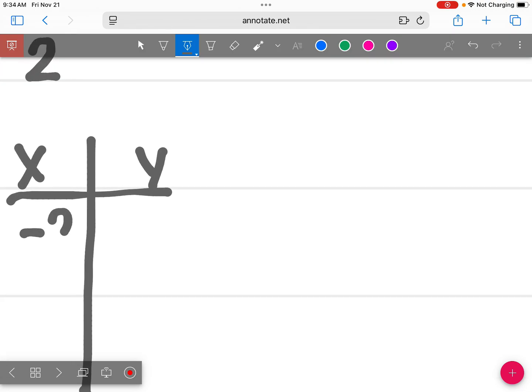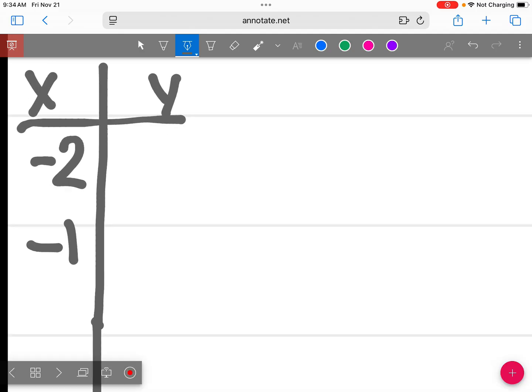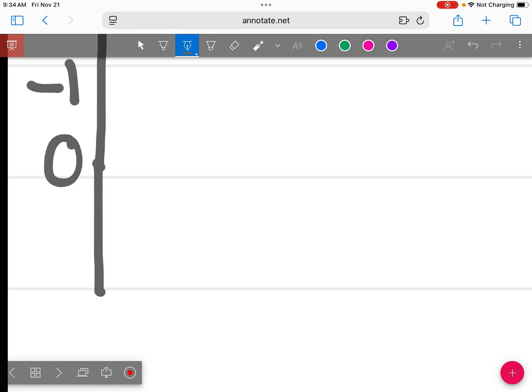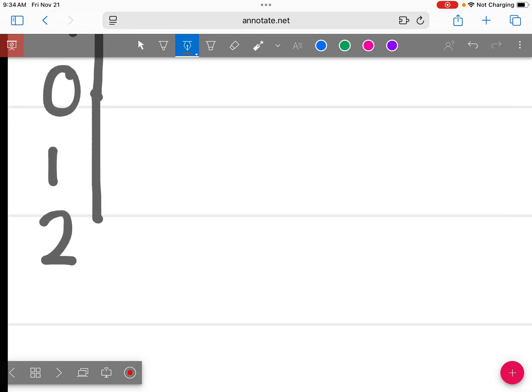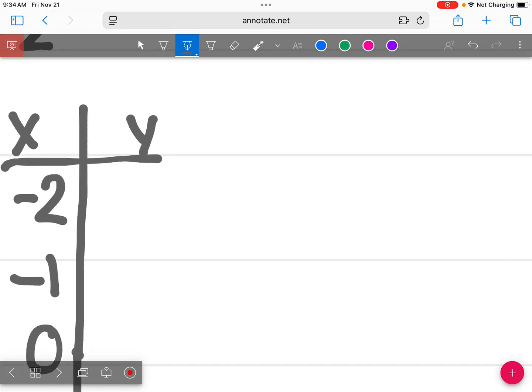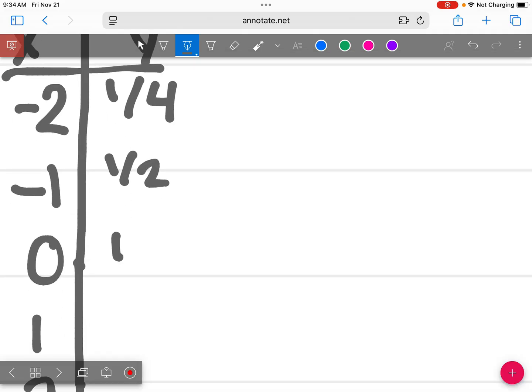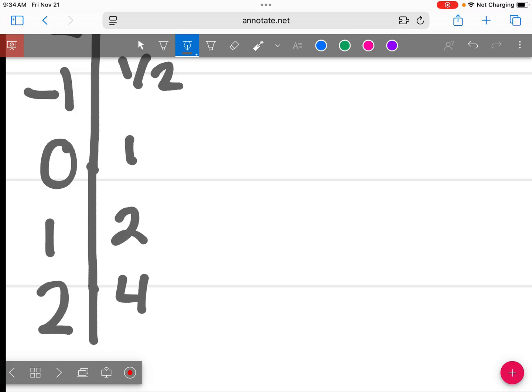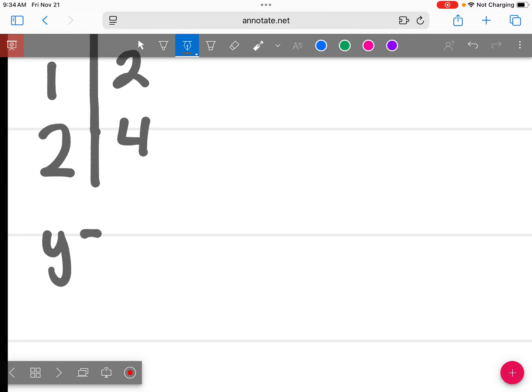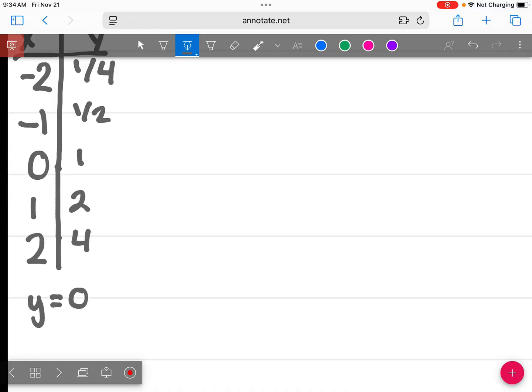We did our 2 to the X. That's our -2, -1, 0, 1, and 2, with our Y values of 1/4, 1/2, 1, 2, and 4. That has an asymptote at Y equals 0. Again, we don't need to graph our 2 to the X. It is a tool for us to use to get the parent function for log base 2 without having to go, what the heck is log of -2? Because logs are decimally and kind of gross.